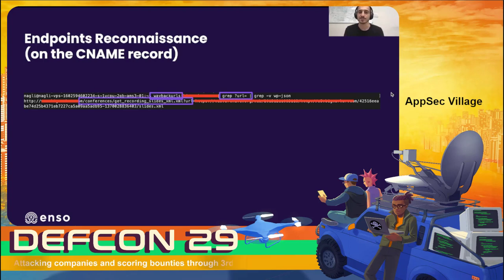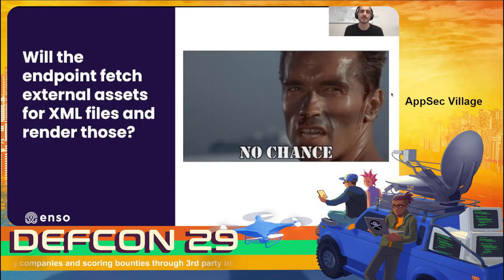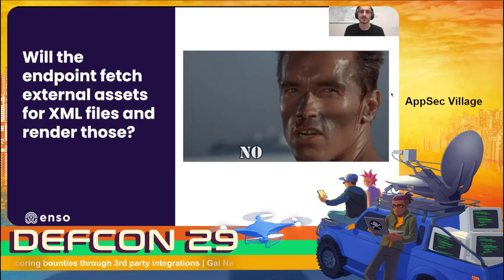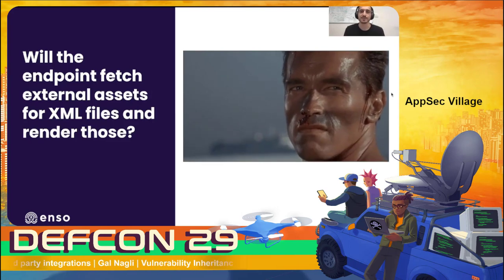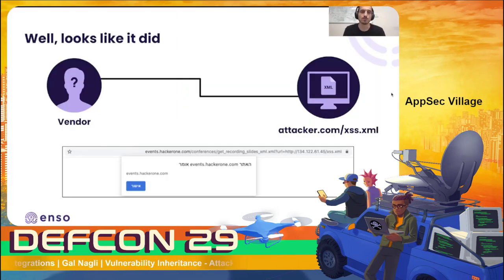It sounds really promising. So the question is, will the endpoint fetch external assets or XML files and render those? If it does, I can achieve XSS on a HackerOne subdomain. I thought there was no chance for it to happen because we're talking about HackerOne here, and finding the subdomain wasn't really hard, although it actually worked. The vendor's conferences get recording slides XML endpoint fetched the contents I presented on attacker.com, or you can see the IP of my server, with the XSS payload in an XML file, and I managed to achieve cross-site scripting on a HackerOne subdomain.